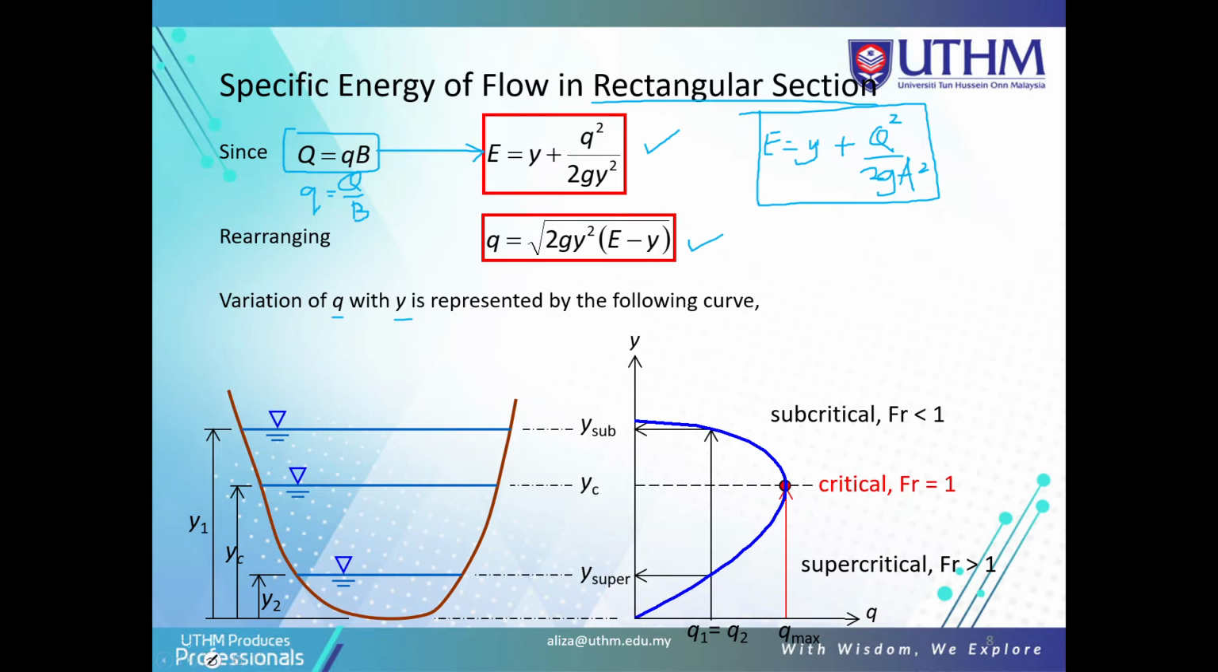At q maximum, we get the critical Froude number and the critical depth. And at q1 equal to q2, we get the y supercritical and y subcritical. This formula is only for rectangular section. For other sections, we just use the previous formula.